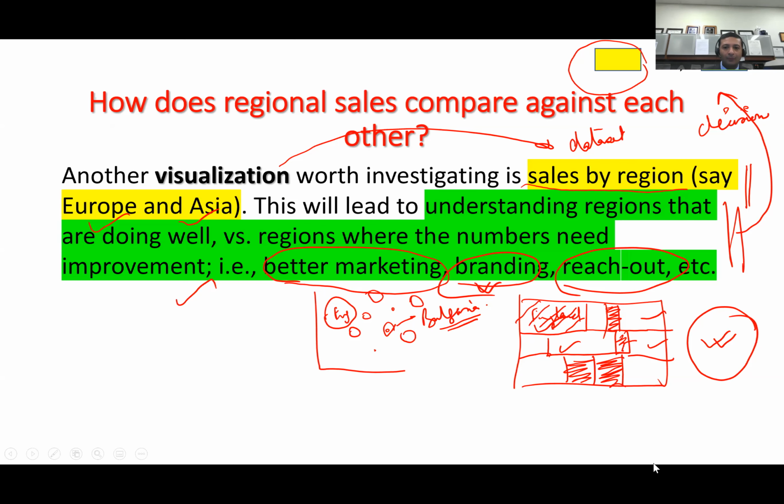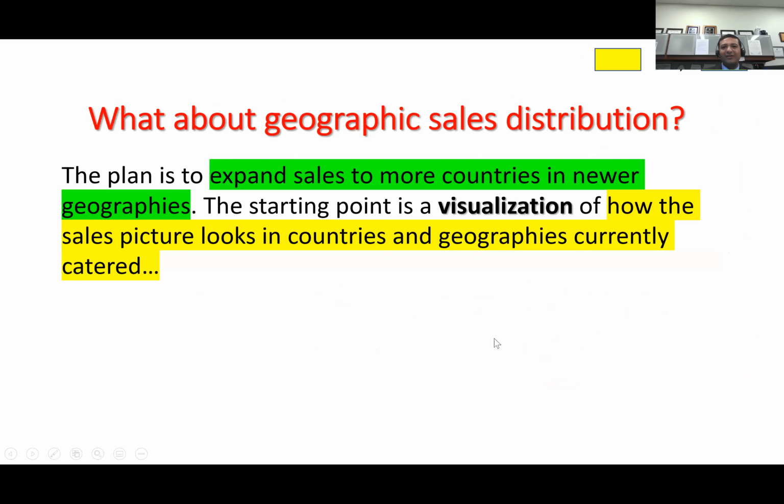And then, what about geographic sales distribution? Okay. So again, how does the sales picture look in countries and geographies currently catered? That is what inherently the data set will provide for you. But how do you go beyond that to expand your sales to more countries in newer geographies? Because that is what the idea of a salesperson is. It's always expansion. If you are currently working in a certain geography of the world, how do you expand that to another geography?